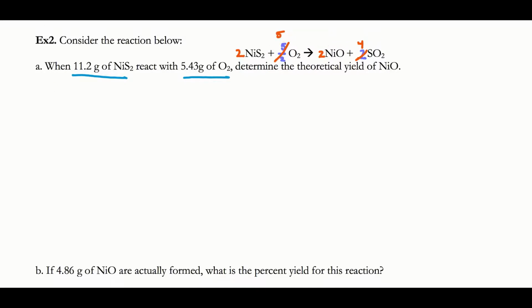So let's work on the problem now. I'm going to write out my 2 givens. I've got 11.2 grams of nickel sulfide. Okay? And I want to convert each of these into grams of nickel oxide in order to determine my theoretical yield. Now keep in mind, my theoretical yield is what theoretically should have been produced. So this is just going to be a normal limiting reactant problem. So I'm going to get out of grams of each of my reactants and into moles.